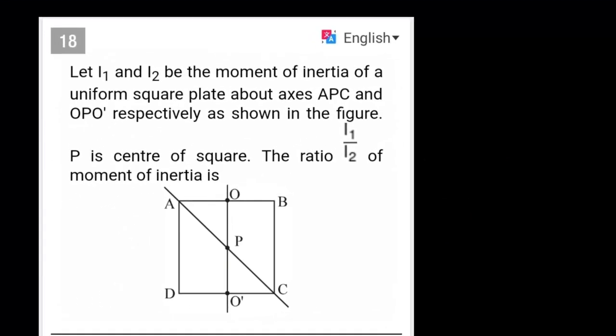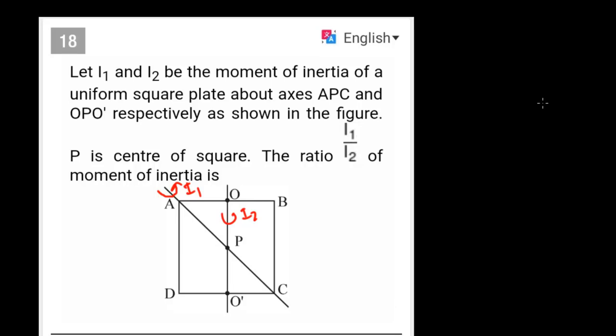Now in this problem, I1 and I2 are the moments of inertia of a uniform square plate about the axis APC, this axis, and I2 is the moment of inertia about this axis. So about this axis it is I1, and about this axis it is I2. Now we have to find the ratio I1 upon I2.